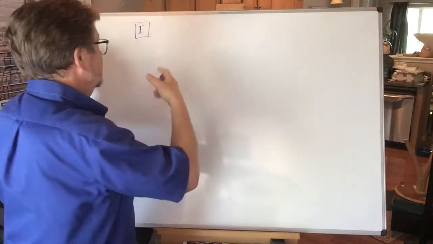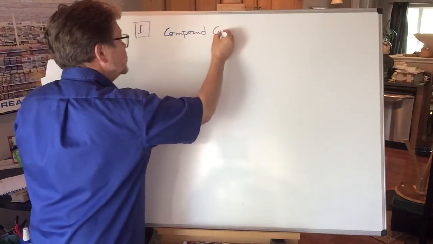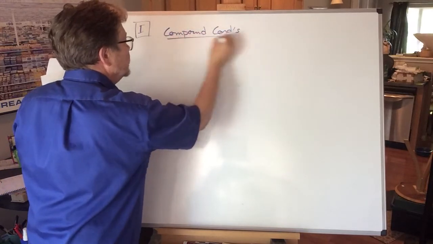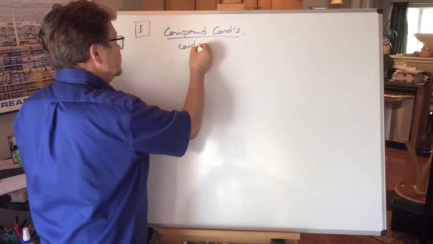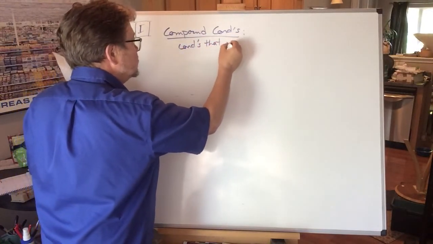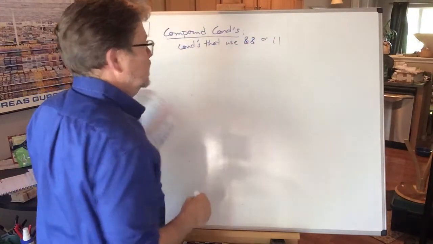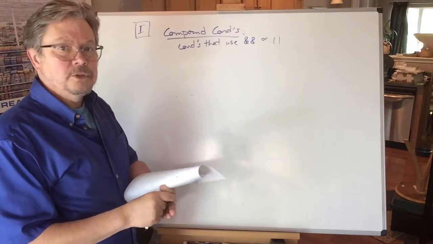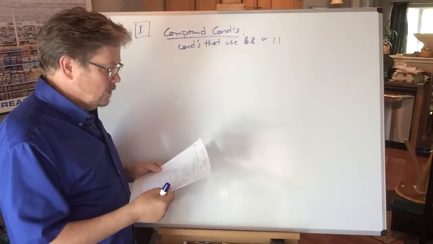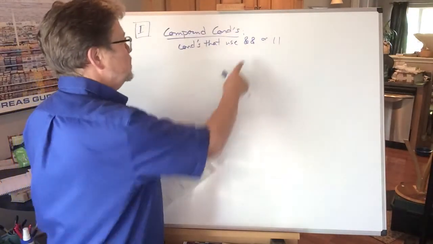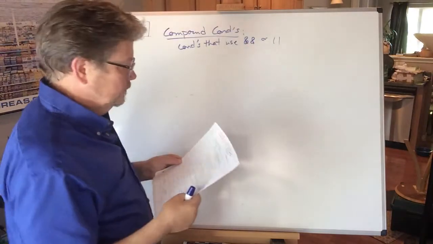Let's look at compound conditions. C-O-M-P-O-U-N-D. Conditions, I'll abbreviate C-O-N-D-S. These are conditions that use double ampersand or double vertical bar. That looks like an 11. That is not 2 ones in a row. That is 2 vertical bars, somewhere near the upper right of your keyboard. A condition that uses, and if you look at the handy-dandy table I just erased, logical and or logical or.